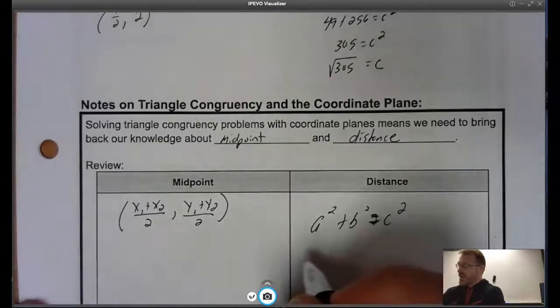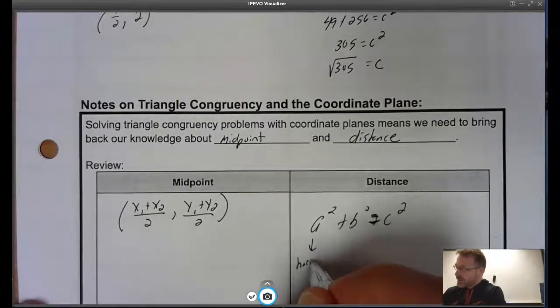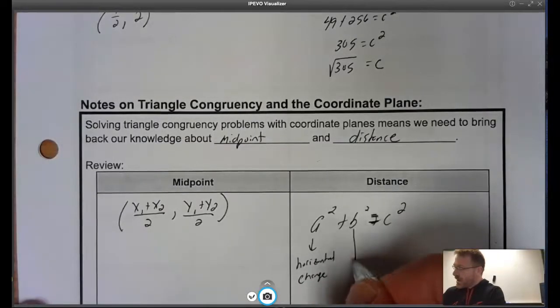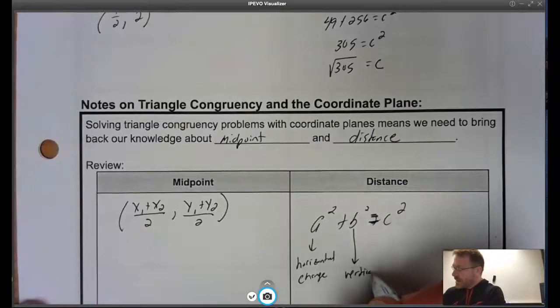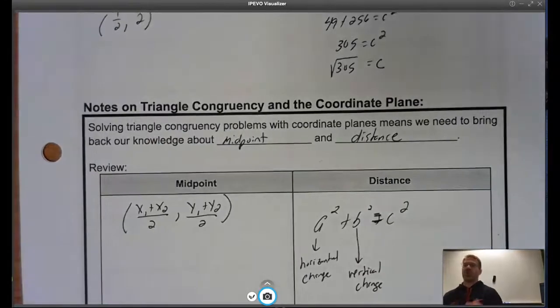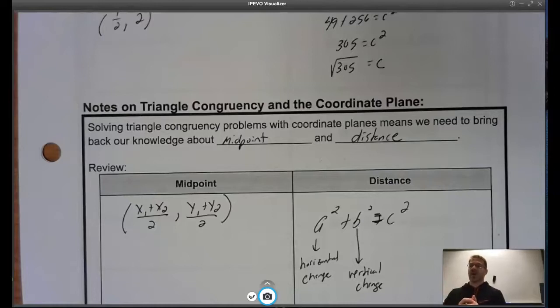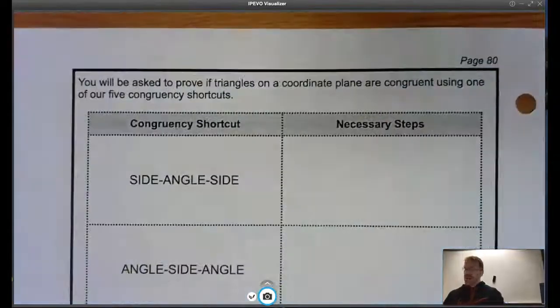A is the horizontal change, and B is the vertical change. And like I said, sometimes it's helpful to also draw those in when you have to use the distance formula in the coordinate plane. So you can see that horizontal leg and vertical leg. Okay, so now let's go ahead and flip to page 80.